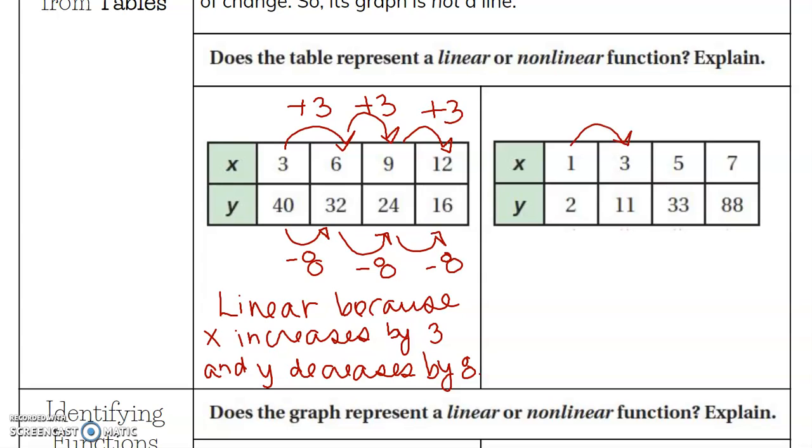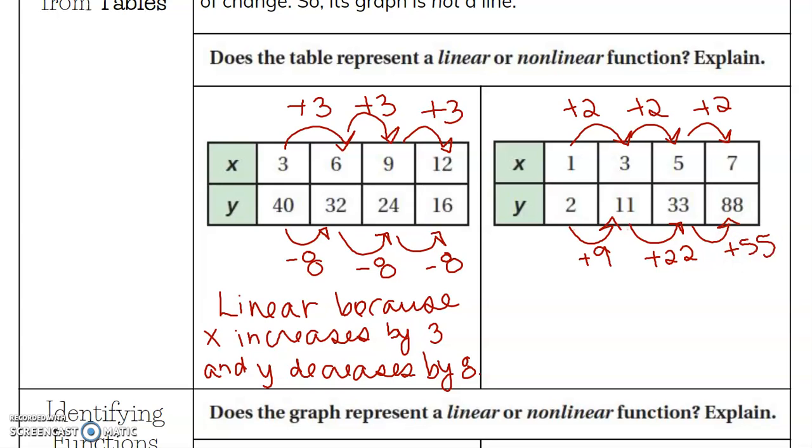To get from 1 to 3, we are adding 2. From 3 to 5, we are adding 2. From 5 to 8, we are also adding 2. So we see that for the x values, it is constant. Now from the y values, 2 to 11, we are adding 9. From 11 to 33, we're adding 22. And from 33 to 88, we're adding 55.